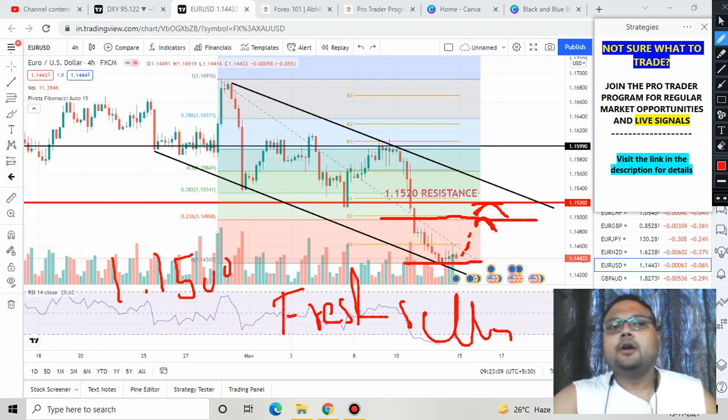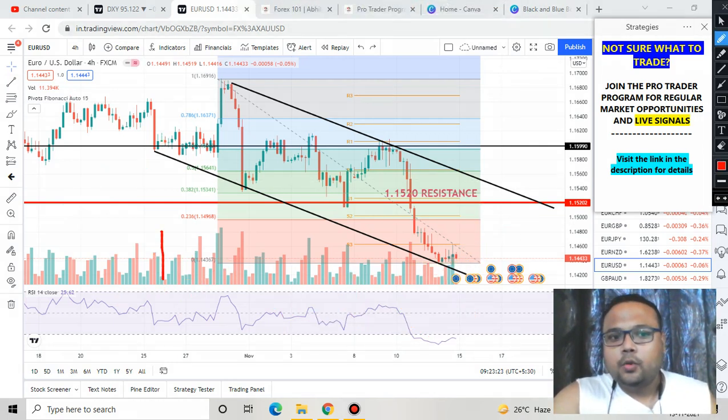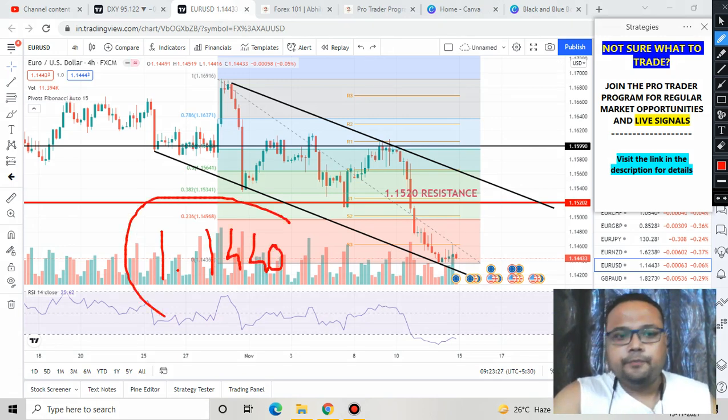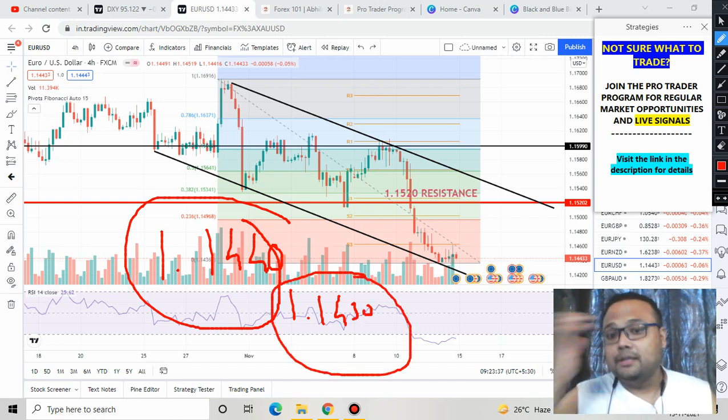If the dollar continues its bullishness, Euro USD will be going down further. If Euro USD starts going down further, you can take a sell position considering this as a breakout. You can take a sell position below 1.1440, or you can take a sell position below, if you're looking for a fresh entry, 1.1430. Below this level also you can take a sell position.